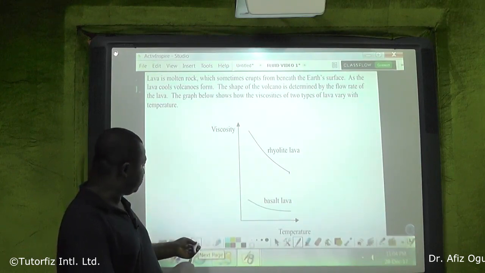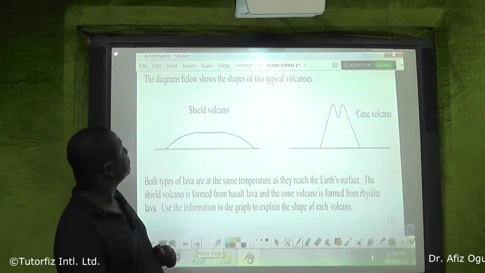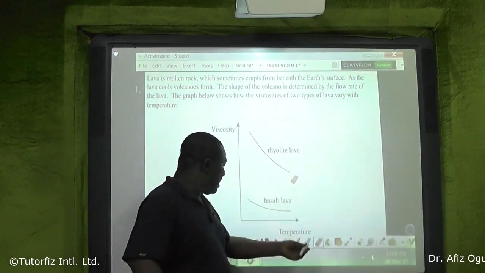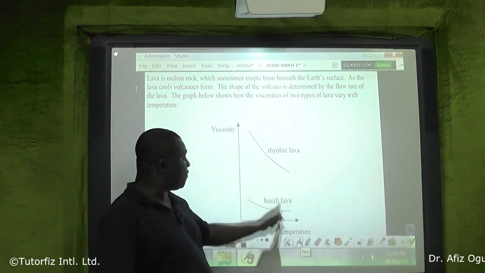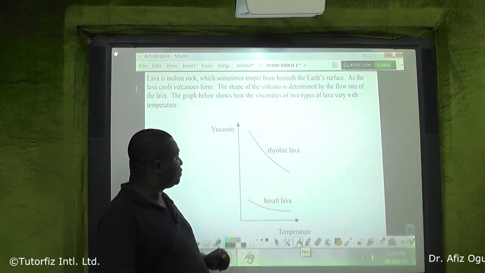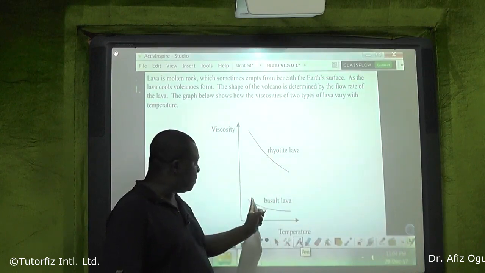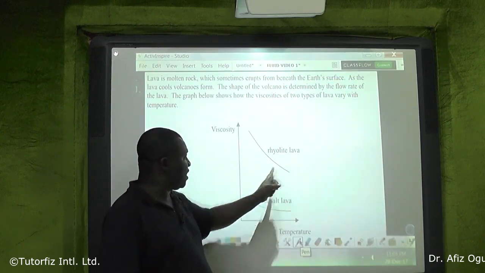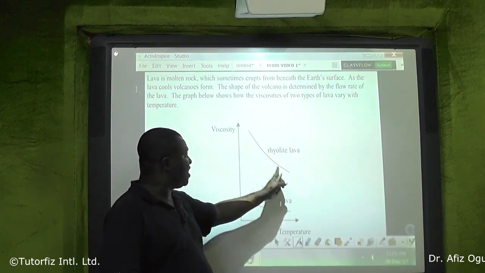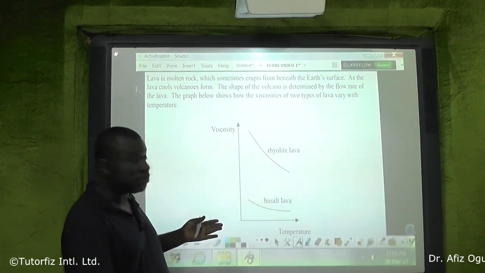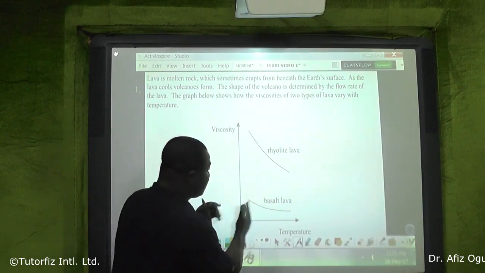Now we have studied that. They may also ask you that as temperature increases for both of them, viscosity what? Decreases. As temperature increases, viscosity decreases for both of them. But it's more visible here than here. The rate of decrease here in rhyolite is higher. That can come out for you as a question. So all those things, you have to look at them first.